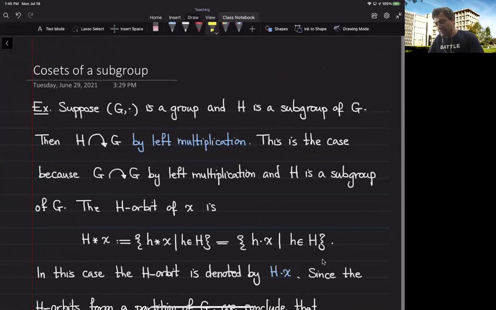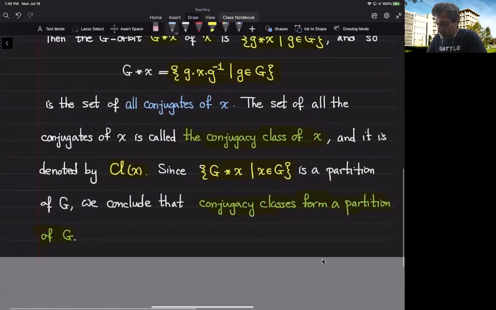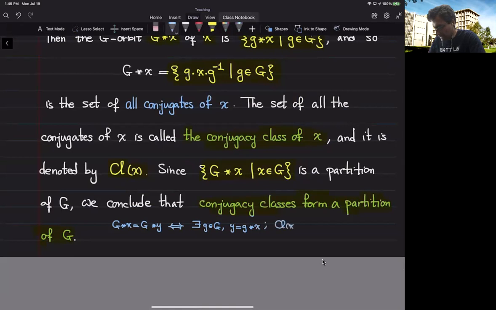Before going on, let me make a remark here as well. I have discussed that two G orbits are equal if and only if y is G similar to x. That means the conjugacy class of x is the same as the conjugacy class of y if and only if x and y are conjugate of each other.